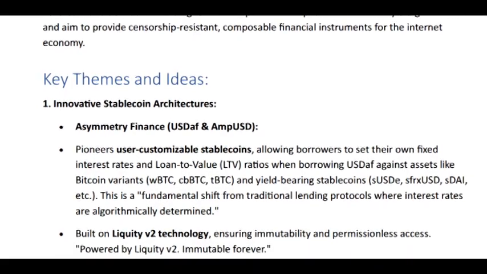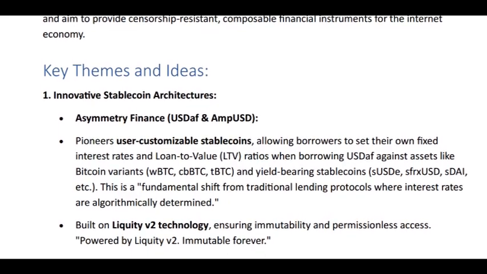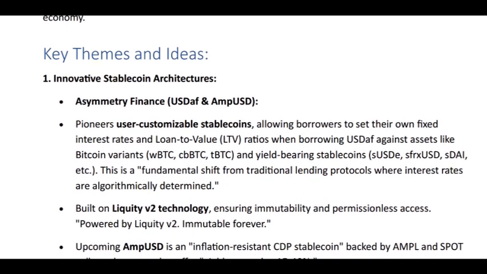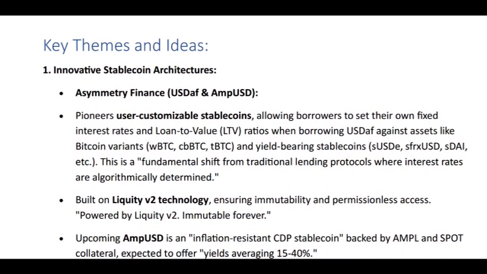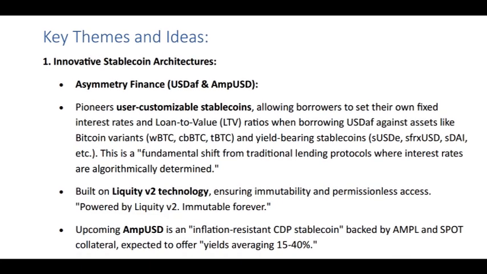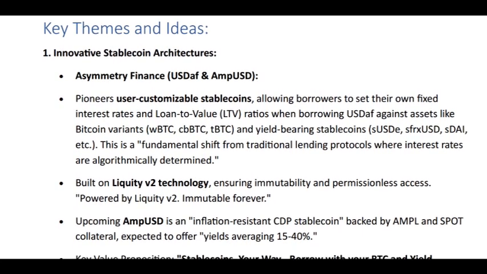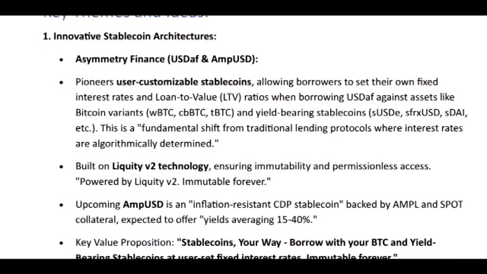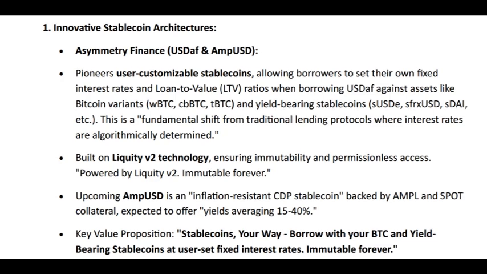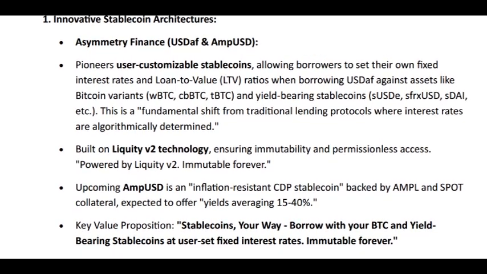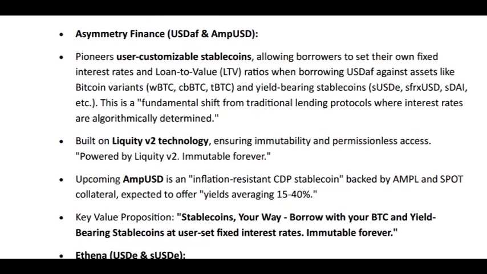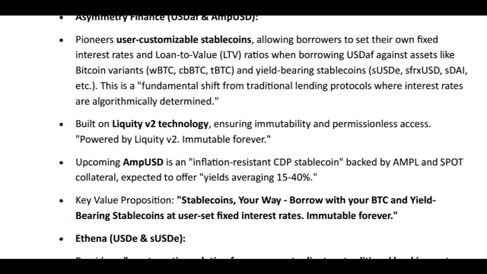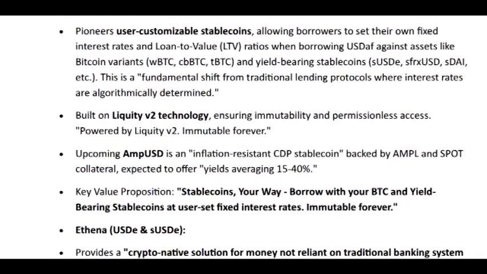Well, instead of the usual variable rates that bounce around based on the market, Asymmetry lets borrowers set their own fixed interest rates. Seriously, you choose your own rate? That's what the material says. When you borrow against assets like Bitcoin variants, WBTC, CBBTC, TBTC, or even specific yield-bearing stablecoins, they list SFRXUSD, SCRVUSD, SDAI, SUSD, SUSDS. You can change it later? Apparently, yes. Modify your rate and your loan-to-value, your LTV, anytime. It really does seem to shift control towards the borrower, like their tagline suggests. Wow, okay. That is a novel approach.